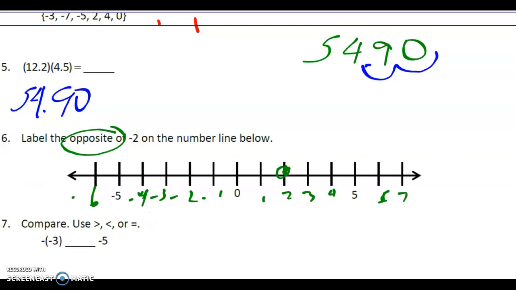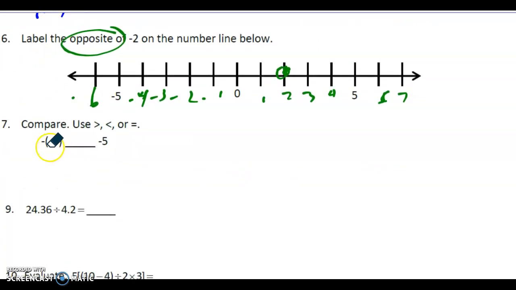So in number 7, they want negative and the opposite kind of mean the same thing. So the negative on the outside of the parentheses is basically saying, hey, what is the opposite of -3? So the opposite of -3 is actually +3. So we're comparing +3 to -5, and we know that +3 is greater than -5.